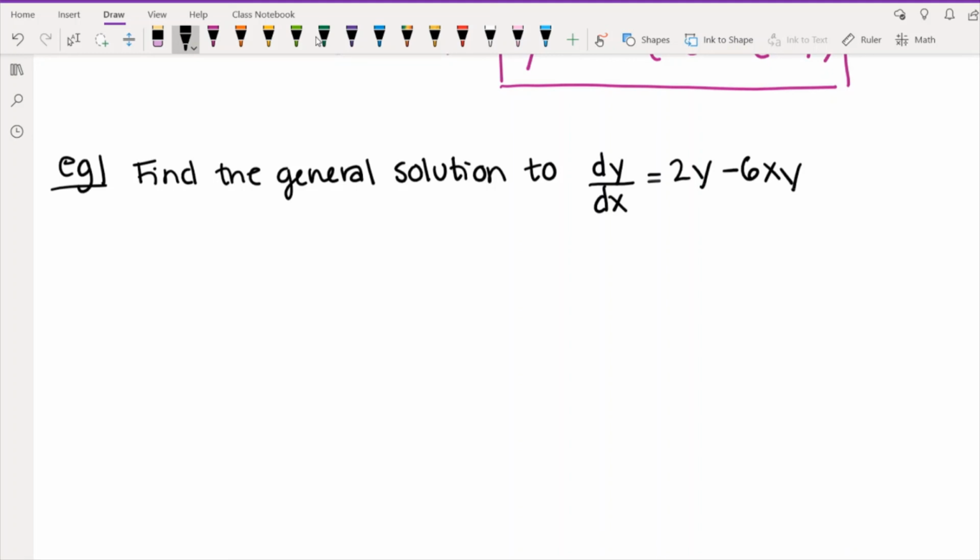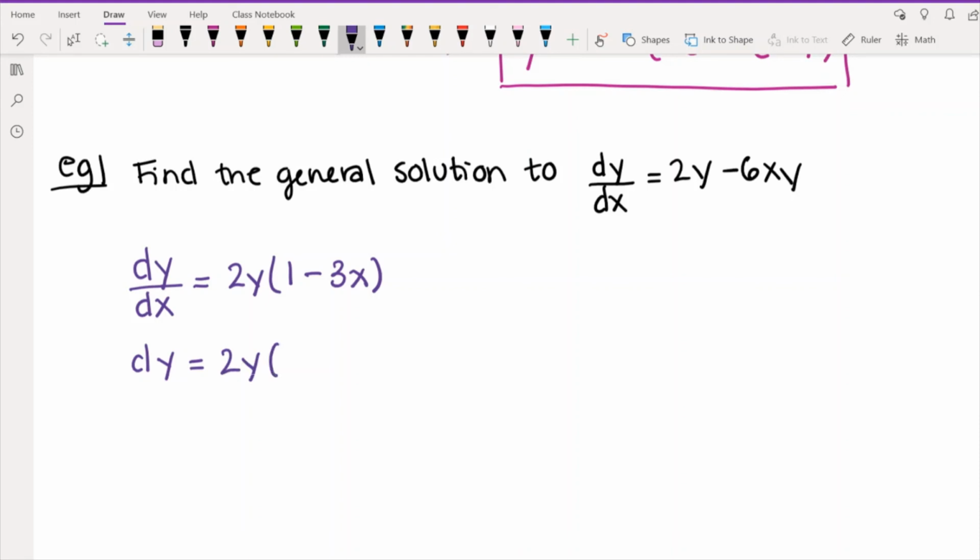So how can we do that? Well, we can factor a 2y out from both of them. So we can rewrite this as dy dx is equal to 2 times y times 1 minus 3x. So now we can multiply both sides by dx and we'll be able to separate it.